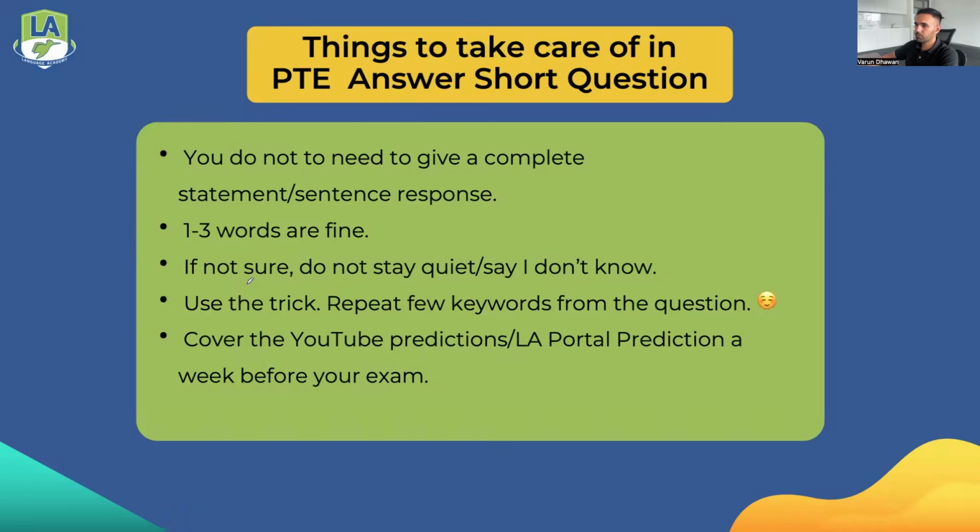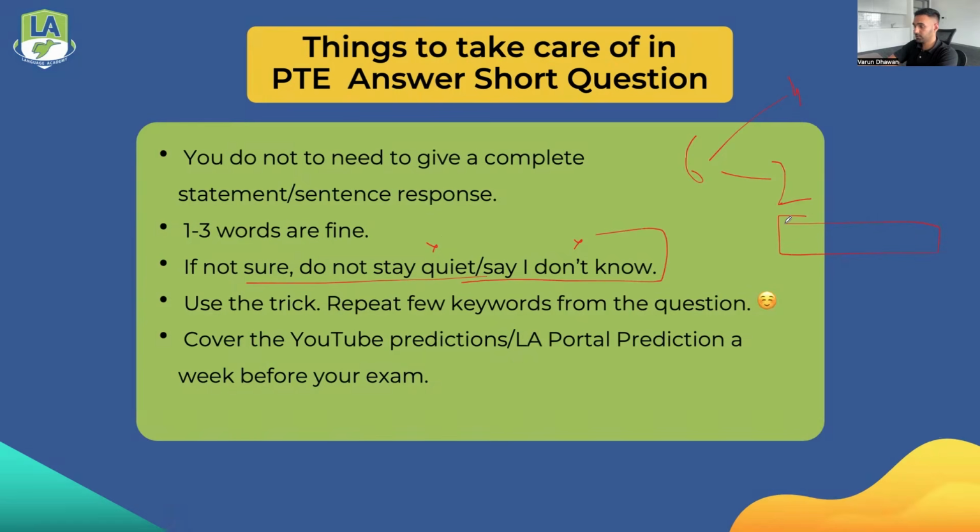If you do not know the right answer, do not keep quiet or say, I don't know. Every time I've taken the test, the last 12 times I've got 90 listening, 90 speaking. And out of the 6 Answer Short Questions, most probably I answer 4 of them correctly. 2 are slightly difficult and I'm not able to answer. But I never say I don't know. What I do is I repeat the keywords from the question. For example, the question is, which is the tallest building in the world?